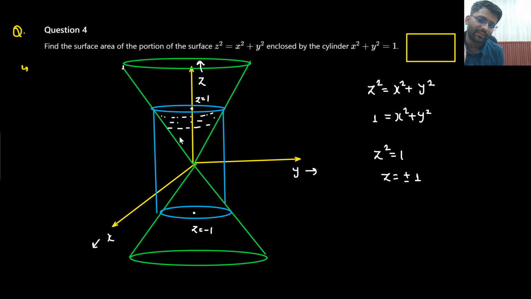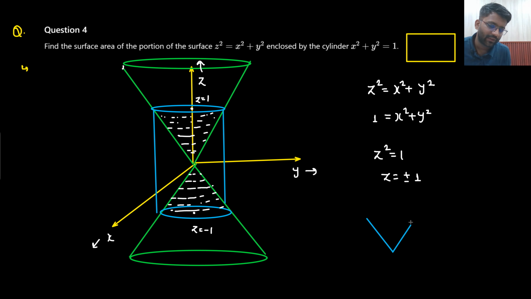this surface area we are supposed to find out. That means we are supposed to find out the surface area of a cone, which is extending. We are supposed to find out the surface area of this cone, on the upper side also and on the downward side also.